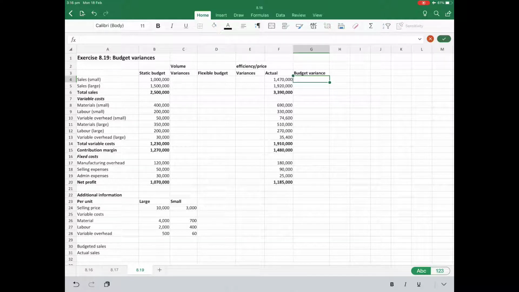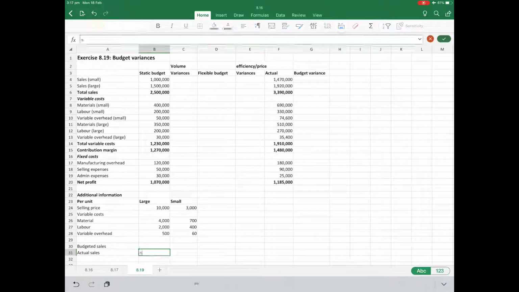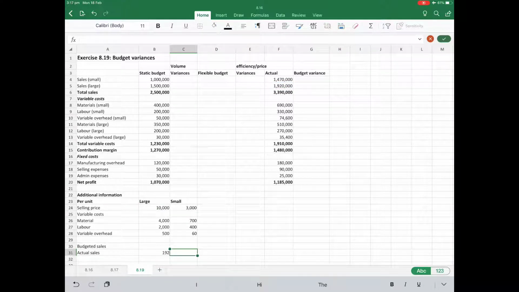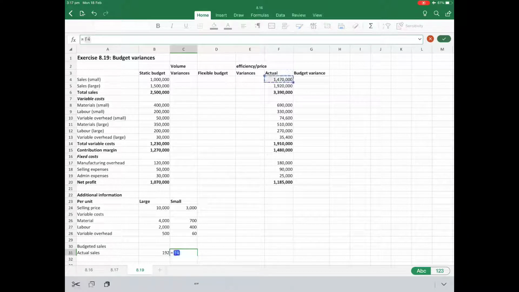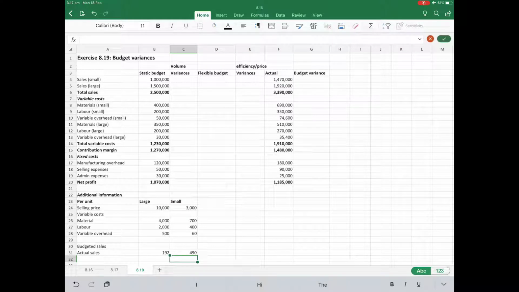And how do we know the actual sales? If you look at the additional information, the selling price per unit for large is 10,000 and small is 3,000. And you have the actual sales for large and small. So based on that, you can calculate the actual sales. In this case, we can calculate the number of units of large item we have sold by using the sales and dividing by the selling price. And we do it again for the small item. You take the sales and you divide it by the selling price and you get the number of units.